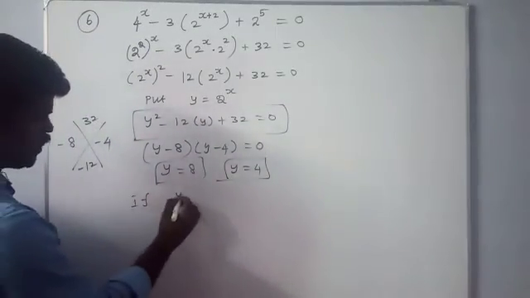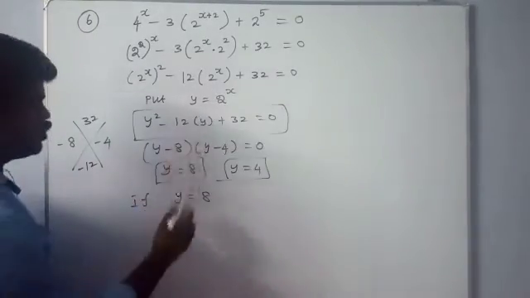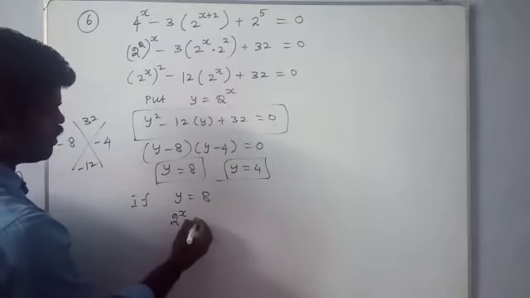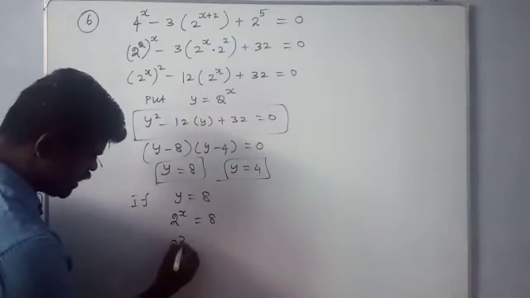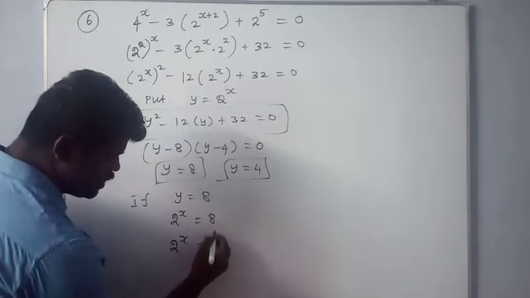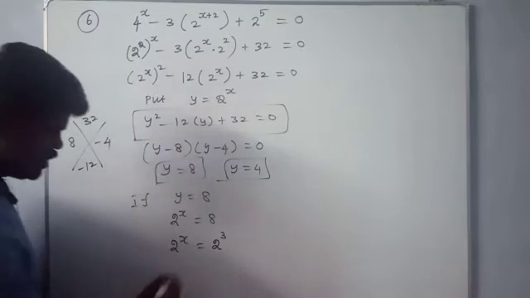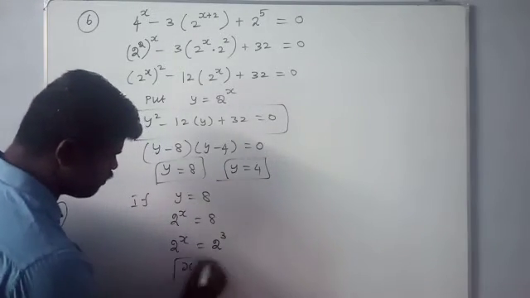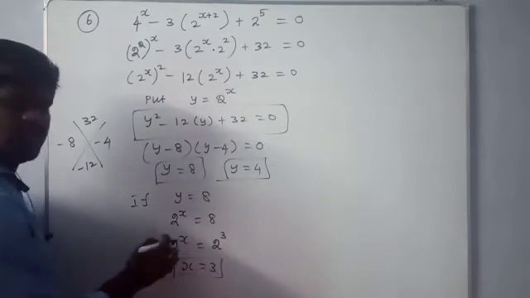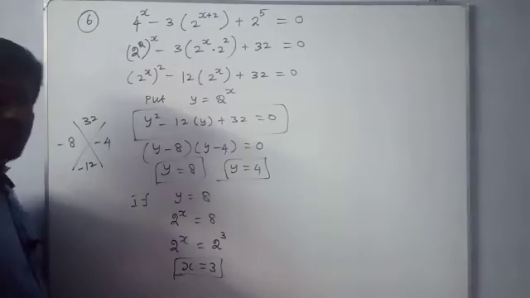Suppose y equals 8, what is the value of x here? y is equal to 2 power x, so 2 power x is equal to 8, and 8 can be written as 2 power 3. Therefore, equating both sides, x is equal to 3. Equating the powers, x is equal to 3.